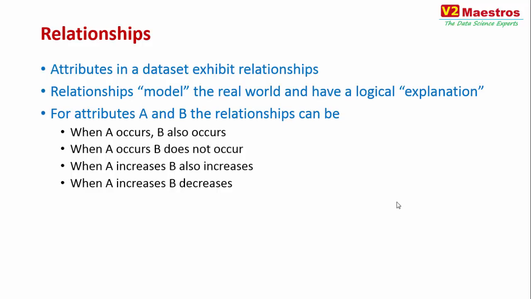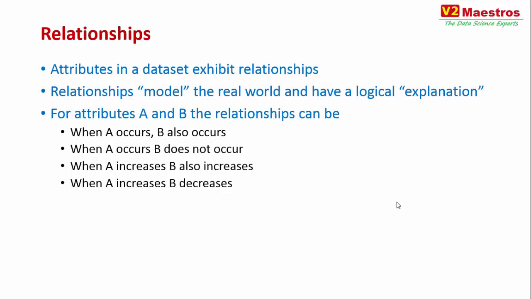When A occurs, B does not occur. This is like the negative relationship, when A and B are kind of mutually exclusive. Mutual exclusiveness is again a kind of relationship. The third one is when A goes up, B also goes up. So that's another type of relationship. And when A increases, B decreases. So that's like another negative relationship.